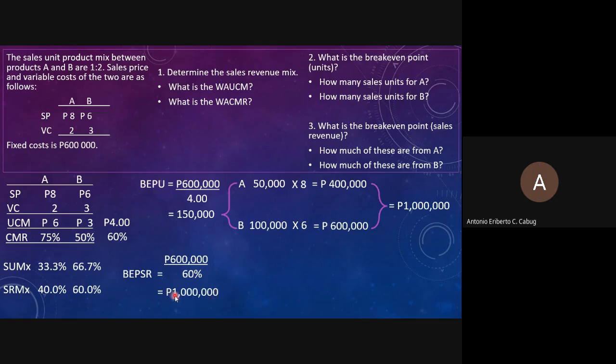Paano nyo kunin yung breakdown ng sales revenue? Kunin nyo yung revenue mix naman. This time, you have to use the revenue mix. 40% of 1 million, that's A. 40% is 400.